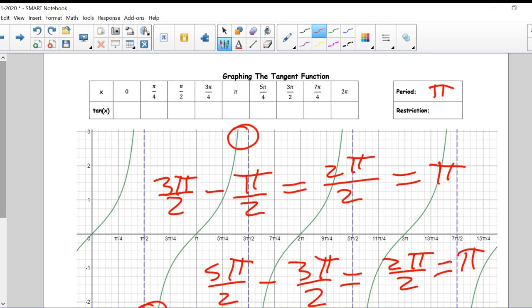Hussein, you're right. 3 pi over 2 is also possible, and 5 pi over 2. Those are all possible restrictions for the tan function. Okay, so we have an idea of what the sine function looks like, the cosine function looks like, the tan function looks like. We also have an idea of the definition of period and amplitude.